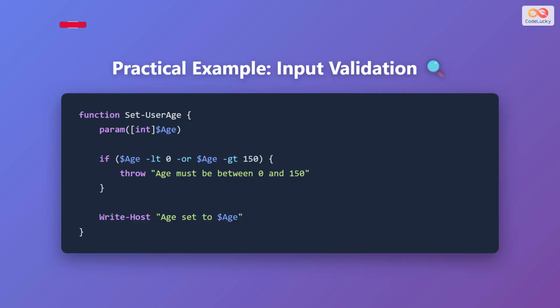Here's a practical example of using throw for input validation. This function called Set-UserAge accepts an age parameter. Before setting the age, it checks if the value is less than 0 or greater than 150. If the age is outside this range, the function throws an error with the message "Age must be between 0 and 150". This prevents invalid data from being processed and makes your scripts more reliable.